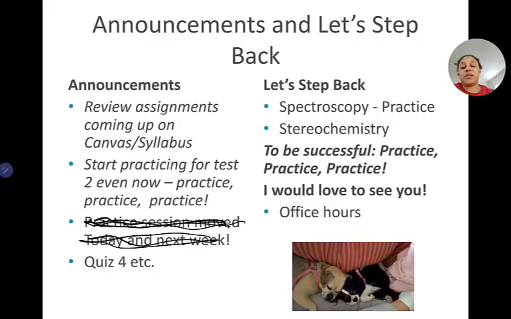Please pay attention to announcements on Canvas. Every week I have an announcement coming out, but also other announcements come out periodically. Start studying for test number 2. The test guide is posted.